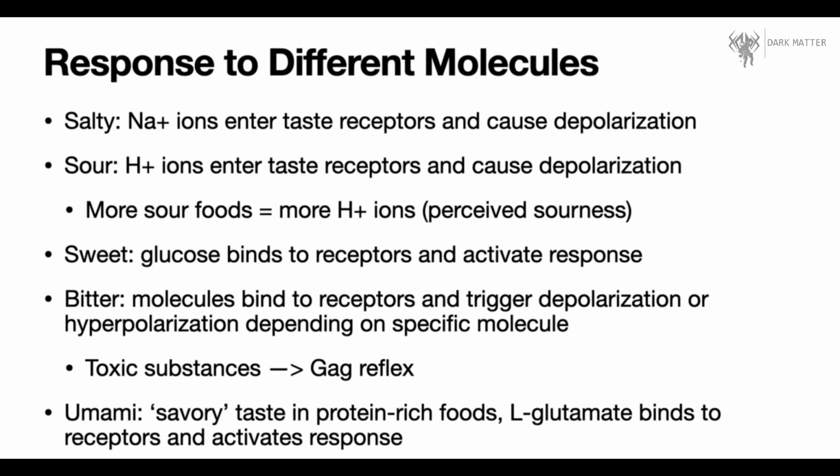Now the last one, which is umami, is, as I mentioned, the savory taste that is present in protein-rich foods such as steak. And this taste is due to the presence of the amino acid L-glutamate. So this amino acid can bind to the receptor on the taste cell and activates the response.